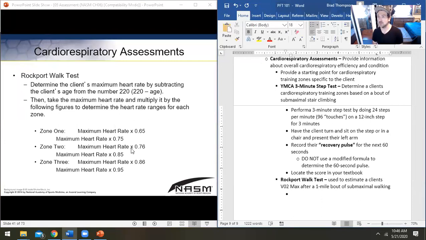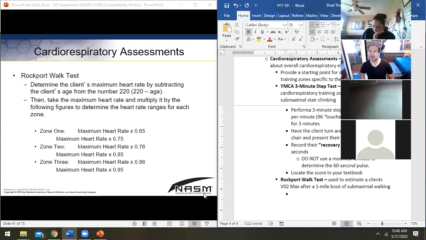You're going to measure their heart rate at the end of the test. Now, this is not a recovery pulse. The minute they're done with that mile, boom, get their pulse. You want to know what it is in that moment. So you get their heart rate, how long it took them to walk, their age, their gender, their body weight. All of those things come together to help you determine their VO2 max.